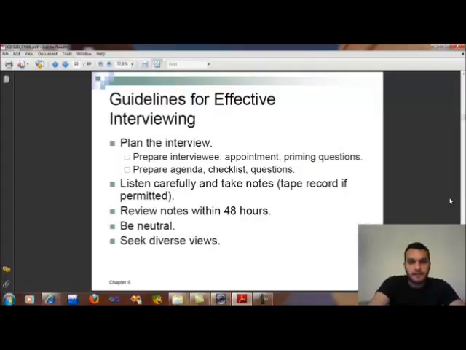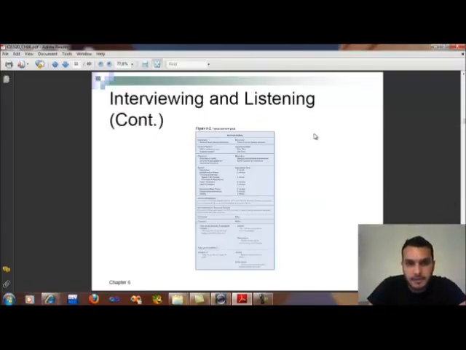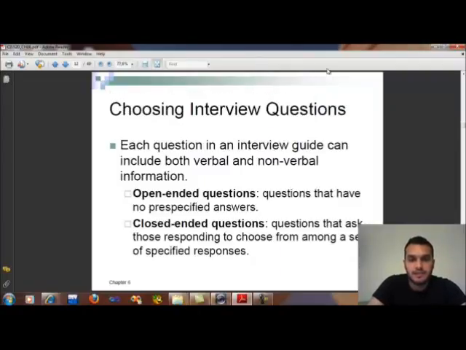And guidelines for effective interviewing: plan the interview, prepare interview appointments, priming questions, prepare checklist questions, listen carefully and take notes, review notes within 48 hours, be natural, and seek diverse views. And in this part we can see the typical user view grade, and here is choosing interview questions.